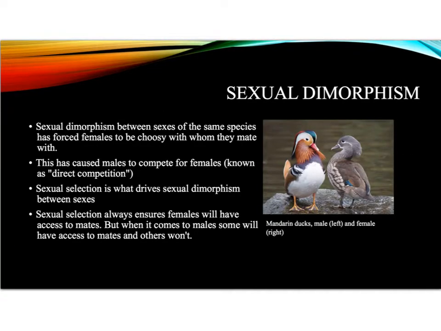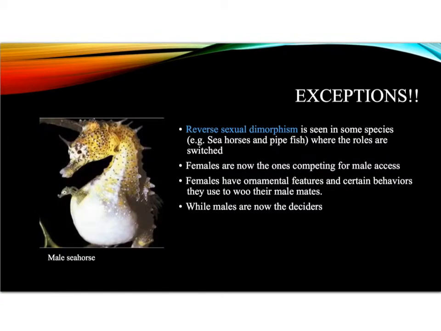Sexual dimorphism between sexes of the same species has forced females to be choosy with whom they mate. This has caused males to compete for females, known as direct competition. Sexual selection is what drives sexual dimorphism between sexes. Sexual selection always ensures females will have access to mates, but when it comes to males, some will have access to mates and others won't.